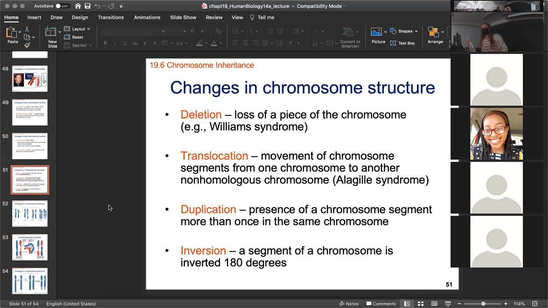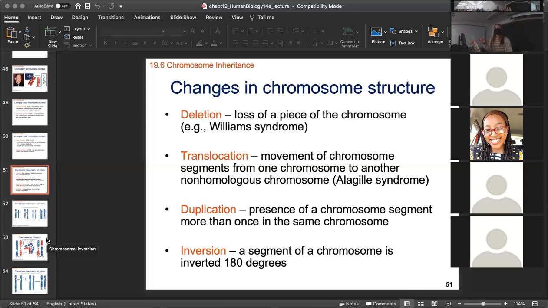Translocation is kind of like the moving, like when you translocate for a job or an event. This is the movement of a chromosome segment from one to another non-homologous chromosome. This is called the Alagille syndrome, which I'm not more familiar with that one, but essentially what I picture, and we have a picture in the next couple of slides here, of that movement of one part of the chromosome to the other. Just causes a little bit of kind of jumbling.